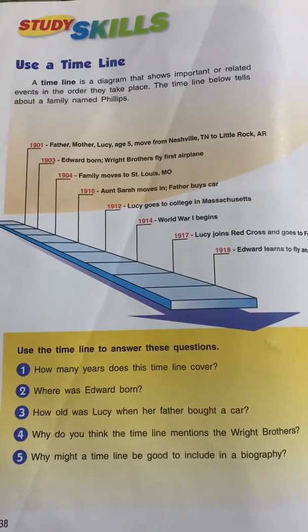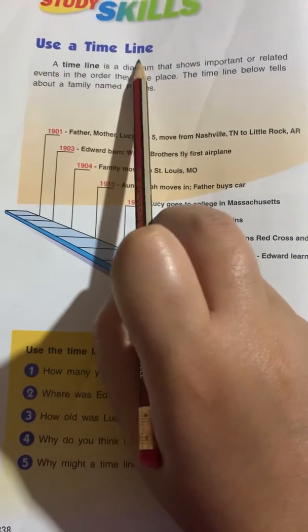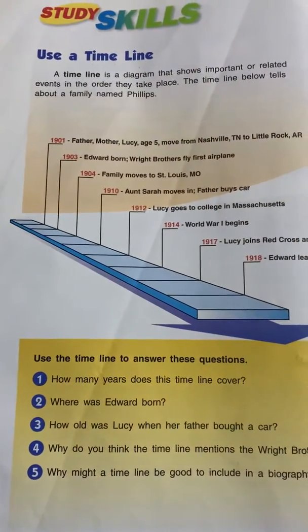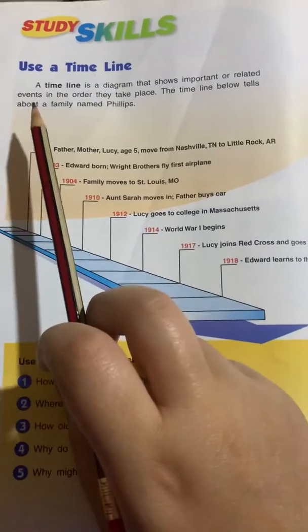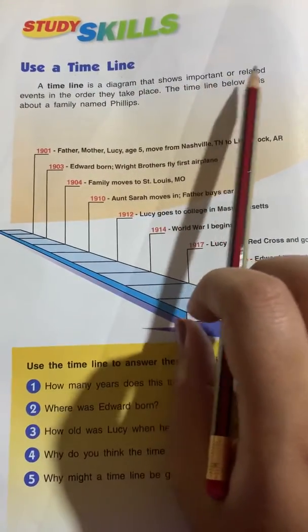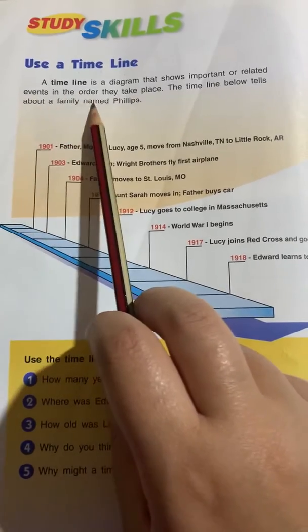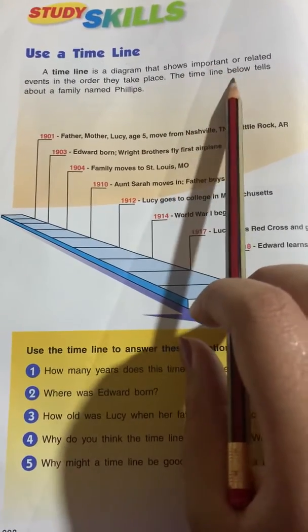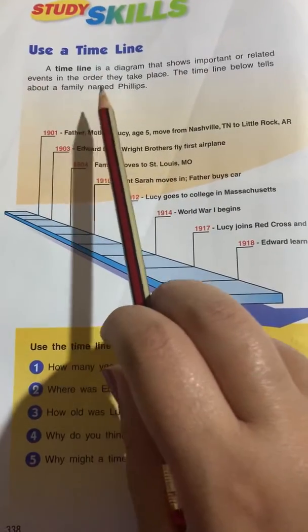Our study skill for this week is use a timeline. Okay, first of all, we ask ourselves, what is a timeline? Let's read together. A timeline is a diagram that shows important or related events in the order they take place. The timeline below tells about a family named Phillips.